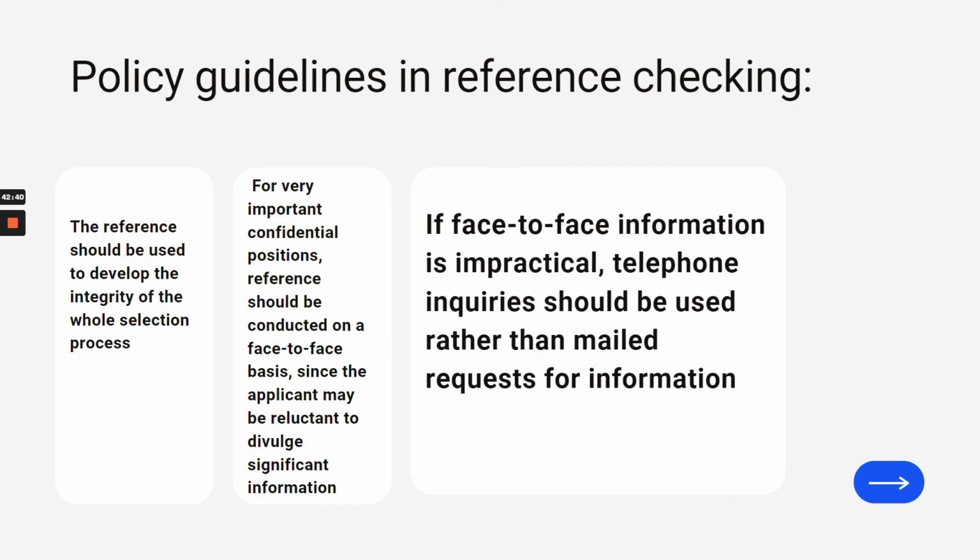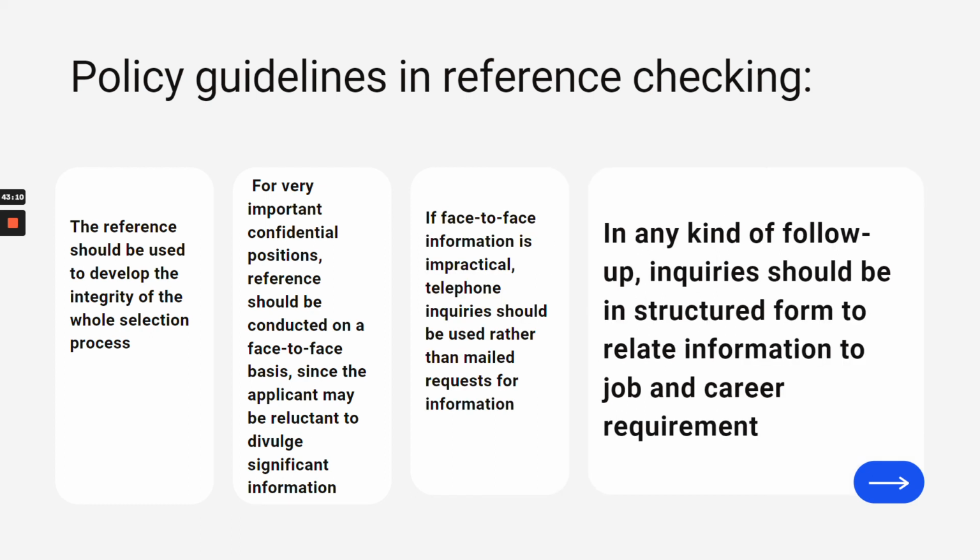Third, if face-to-face information is impractical, telephone inquiries should be used rather than mailed requests for information. If face-to-face is not possible, you can write a letter or you can phone. But telephone inquiries have the advantage, because you are actually talking to the person, compared to mail that can simply be thrown away with no reply.